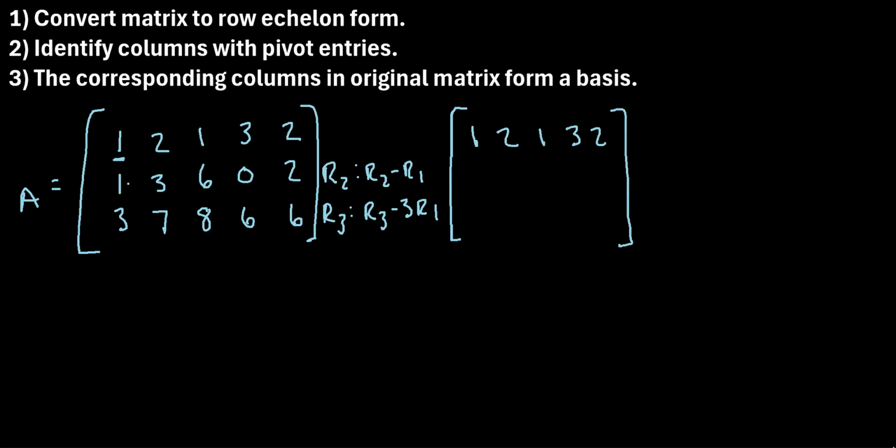All right, the second row will be row 2 minus row 1. So 1 minus 1, that's 0. 3 minus 2 is 1. 6 minus 1 is 5. 0 minus 3 is negative 3, and 2 minus 2 is 0.